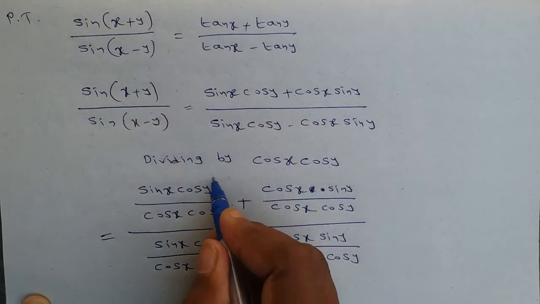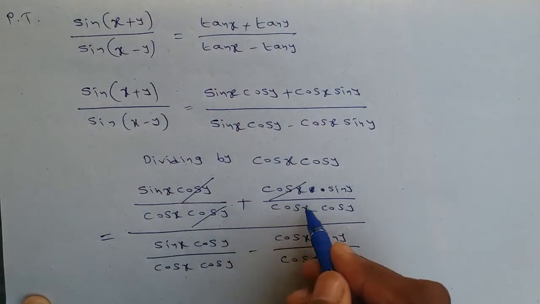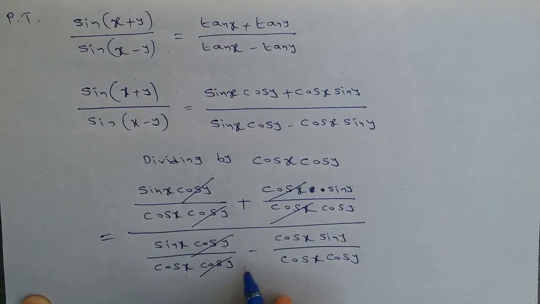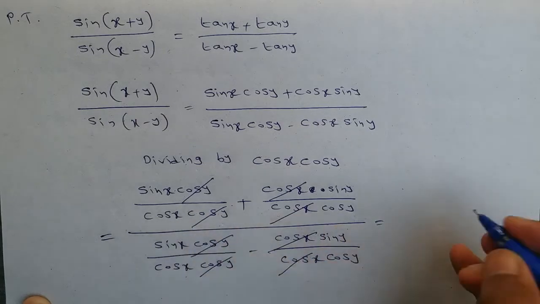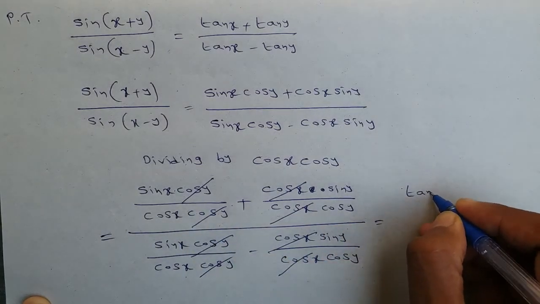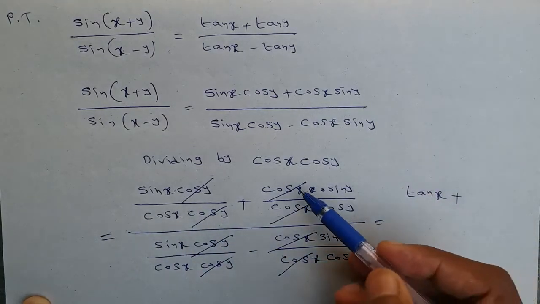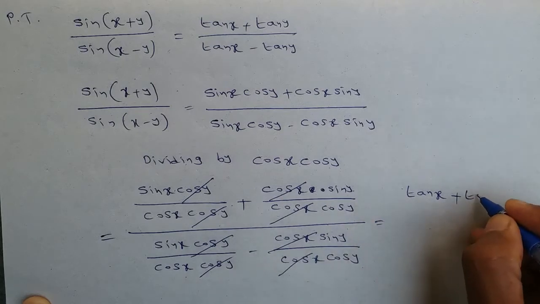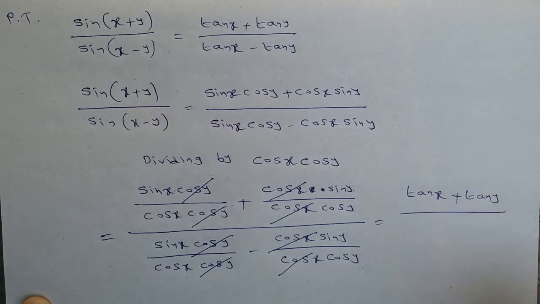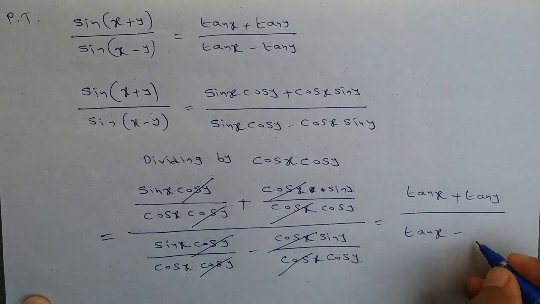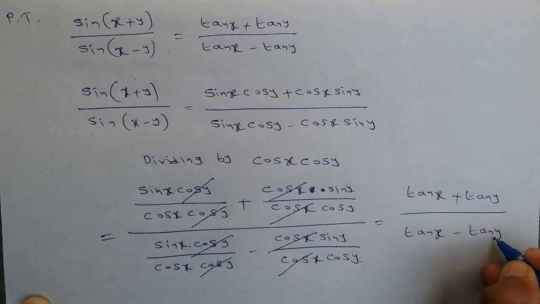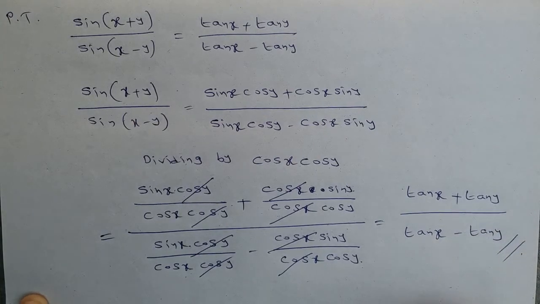Now here cos y cancels, cos x cancels, cos y cancels, cos x cancels. So we remain with sin x divided by cos x, which is tan x, plus sin y divided by cos y, which is tan y, whole divided by sin x by cos x, which is tan x, minus sin y by cos y, which is tan y. Hence proved.